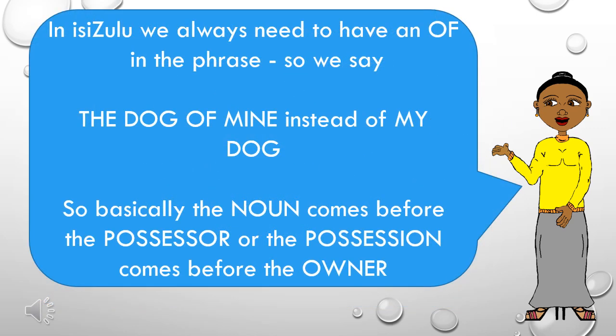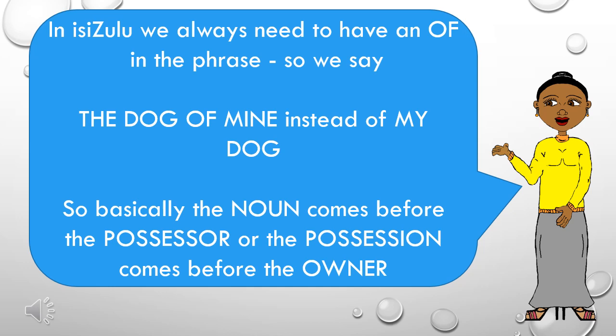In isiZulu, we need to have an of in the phrase. So we say the dog of mine instead of my dog. So basically the noun comes before the possessor, or the possession or thing that is owned comes before the owner.